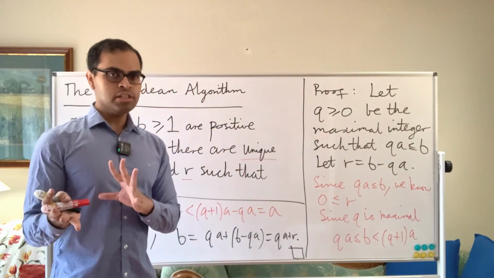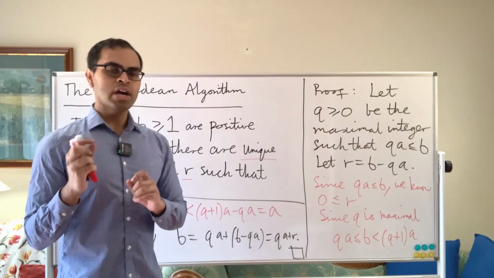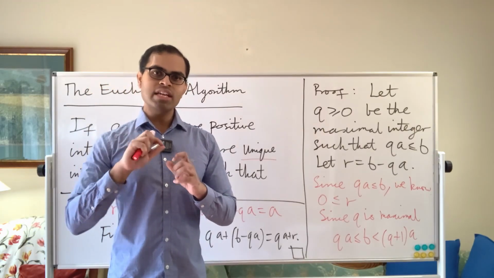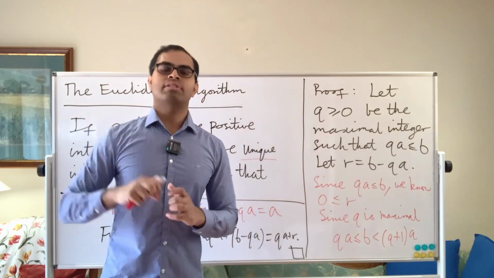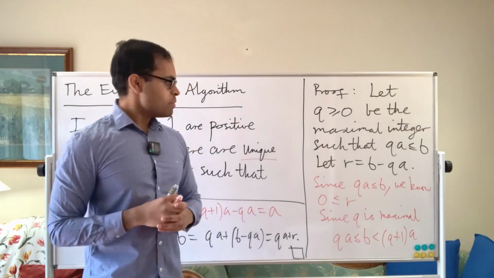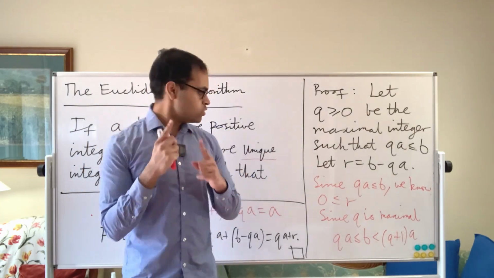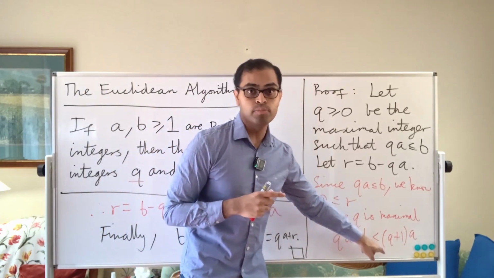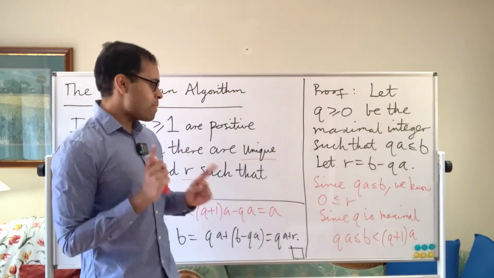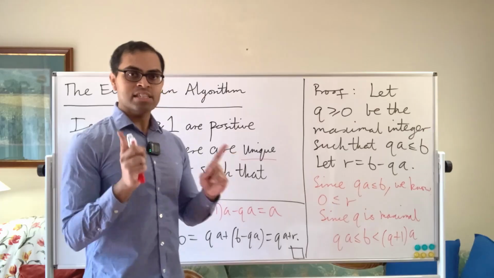We took the maximal Q so that QA was less than or equal to B. And then to get the information about the remainder, we use the fact that (Q plus 1) times A exceeds B, because we want to get this inequality on the remainder. So that's where I came to looking at this (Q plus 1) times A, and that uses the maximality of Q. So everything has been used in the proof.